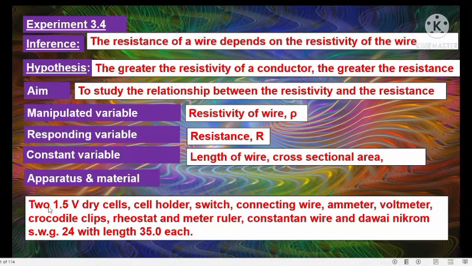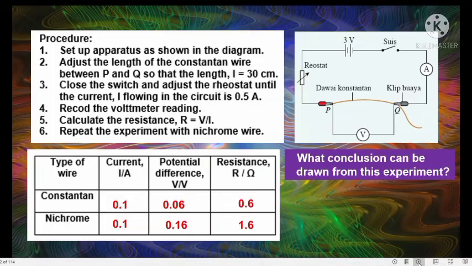Apparatus required, okay, same as the experiment before, only we change to different types of material: constantan wire, nichrome wire, or you can add some more like copper wire. So you have different types of wire. Okay, procedure, arrangement still the same. Set up apparatus as shown in diagram. Adjust length of constantan wire so that length L is 30 cm. We want to fix the length. Close the switch, adjust rheostat until current flowing is 0.5 ampere. Record the voltmeter reading. Calculate resistance R equals V divided by I.